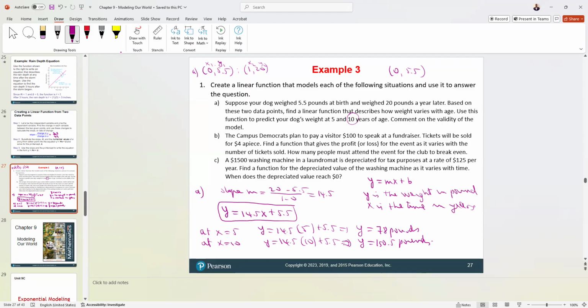All right. So we can see it like that and comment on the validity of the model if we want to. The model is accurate only for lower ages. You'll see that because after 10 years, it's unbelievable how big the dog can be. But 5 years old, that's okay. All right, so hopefully you use these to do more examples.